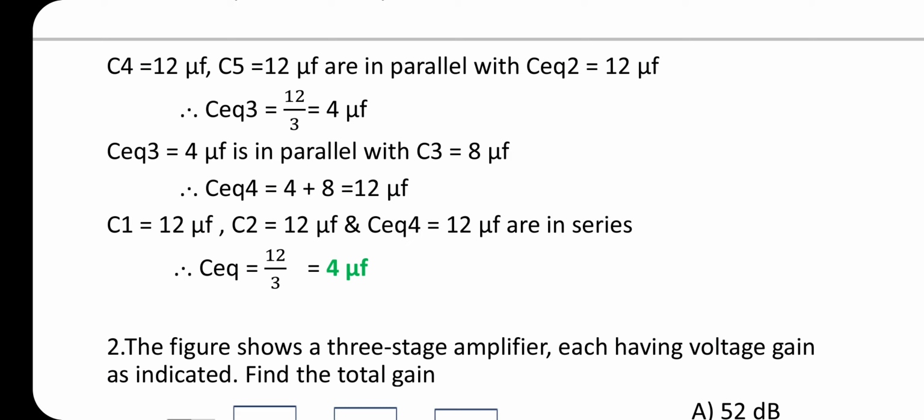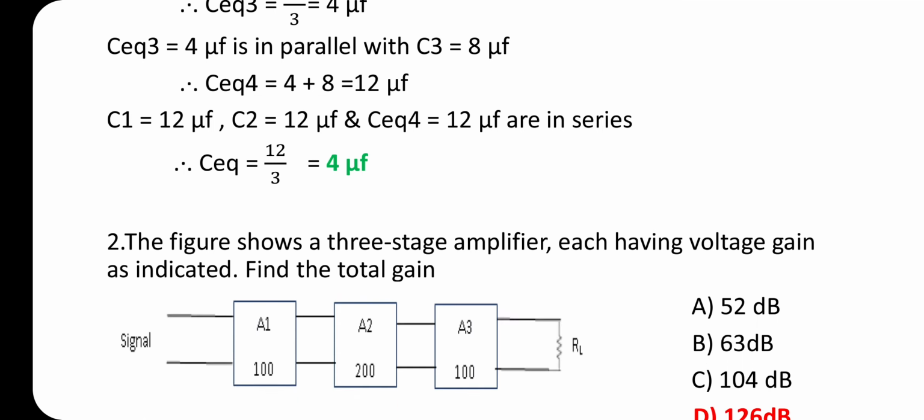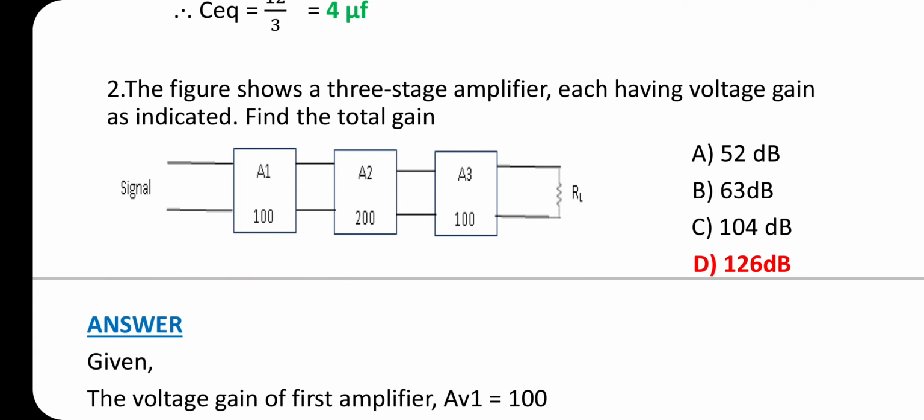C equivalent 3 equal to 4 microfarad is in parallel with the C3 equal to 8 microfarad. Therefore, C equivalent 4 equal to 4 plus 8 equal to 12 microfarad. C1 equal to 12 microfarad, C2 equal to 12 microfarad and C equivalent 4 equal to 12 microfarad are in series. Therefore, total C equivalent across A and B equal to 4 microfarad.